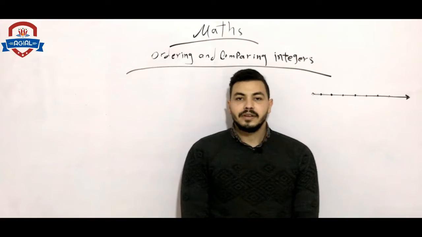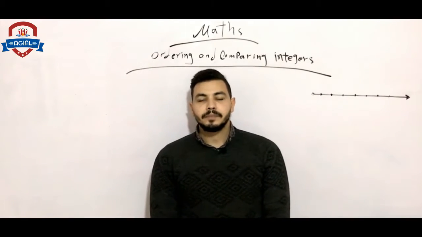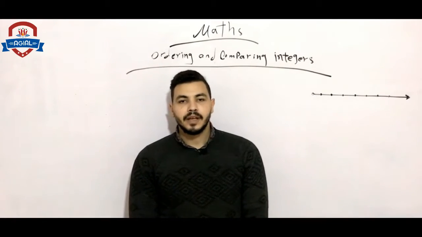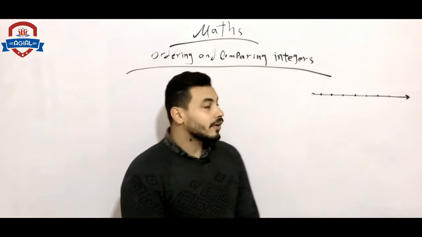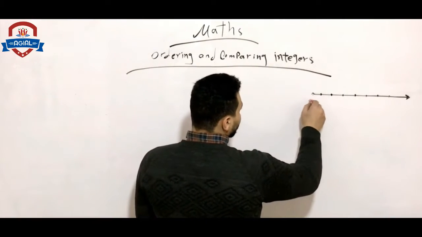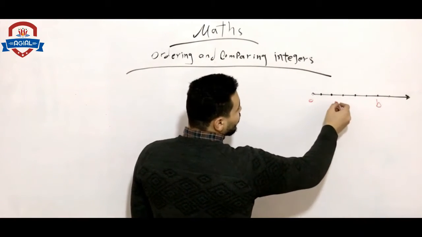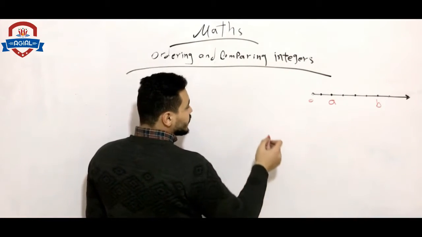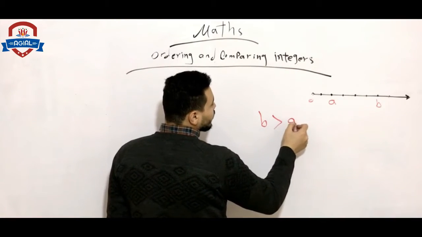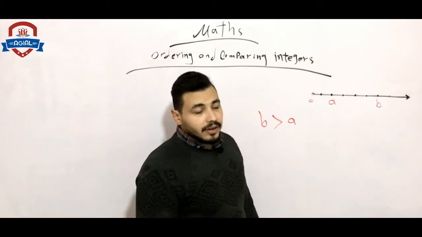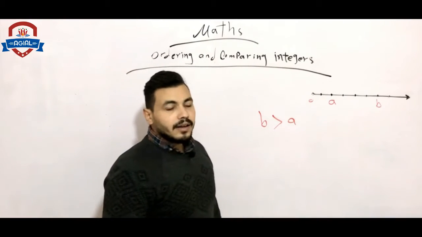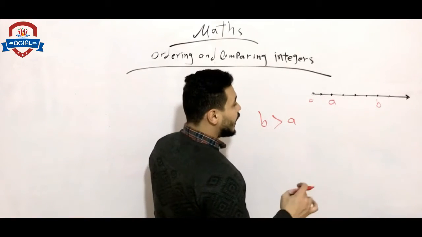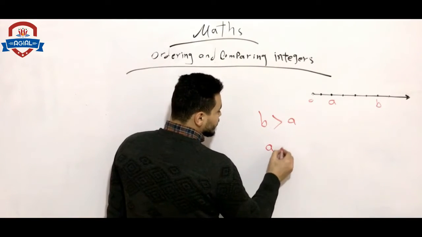We are going to study ordering and comparing integers. In the beginning, you had studied before the set of natural numbers, and you had studied that if a number p lies to the right of a number a, then p is greater than a, and it's written as p is more than a. And if we have a number a lies to the left of a number b, then a is less than b, and it's written as a is less than b.